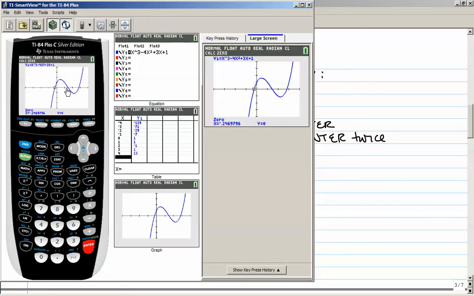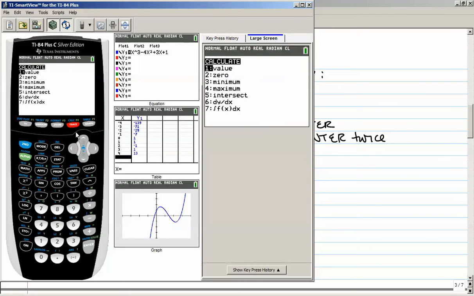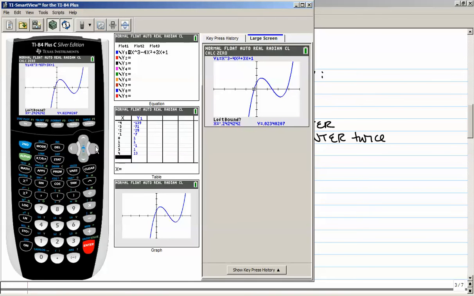Now let's find our other 0. Let's find a really close decimal approximation for this 0 that's right here. So again, second trace, go down to 0, hit enter, and I'm going to move my cursor somewhere to the left, and it doesn't have to be exactly close, somewhere to the left of this 0 right here. And so that's a good spot. I'll hit enter. Now I'm going to move my cursor somewhere past that, so I can do like right there, and hit enter. So now what the calculator is going to look for is between these two vertical lines, where does the graph cross the x-axis?